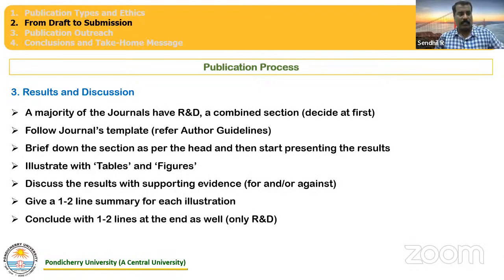So the next section is the results and discussion. In most of the journals, it will be a combined section. But in some journals, results will be separate and discussion will be separate. So while formulating the outline, at that time itself you can decide what might be the probable journals you are going to target. If a particular journal has results separate and discussion separate, accordingly you can plan your paper.